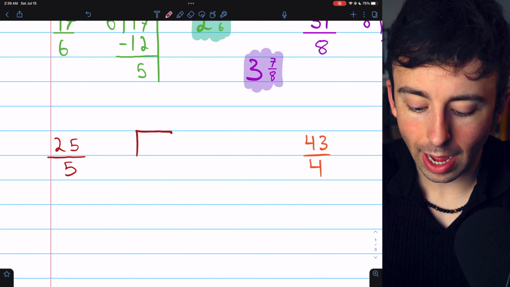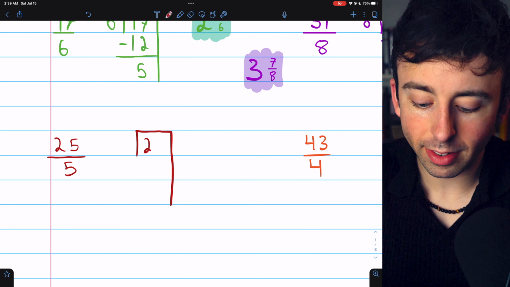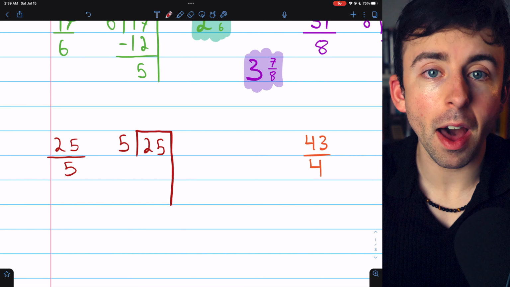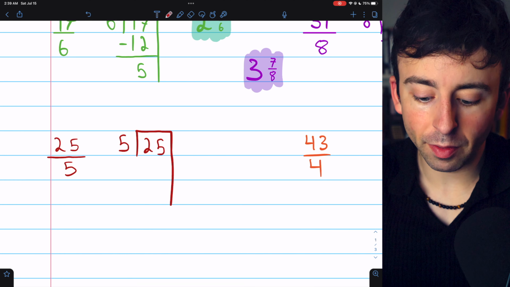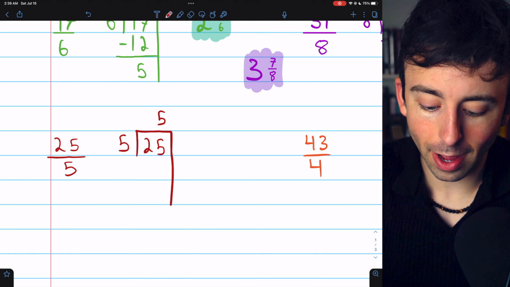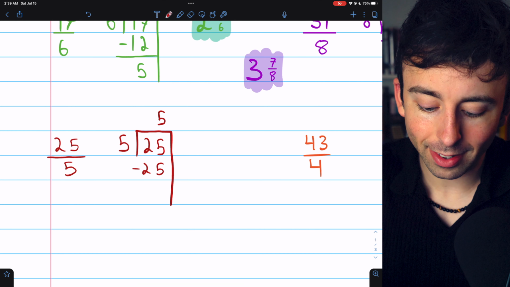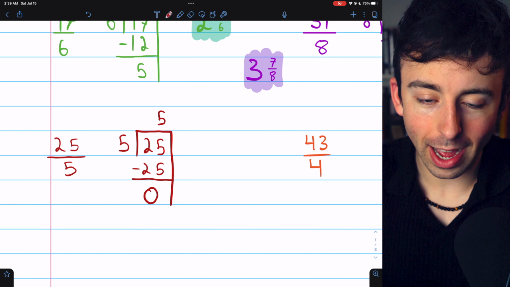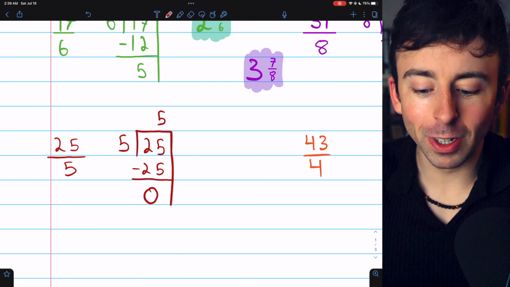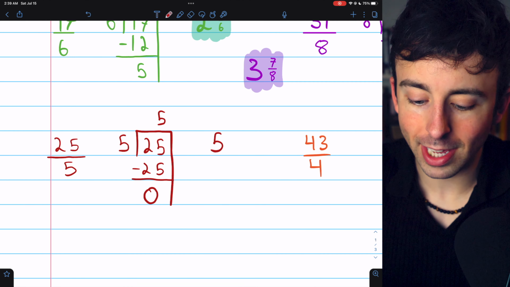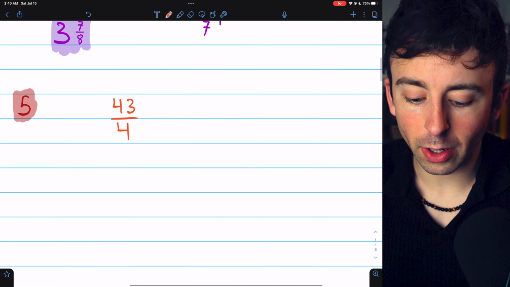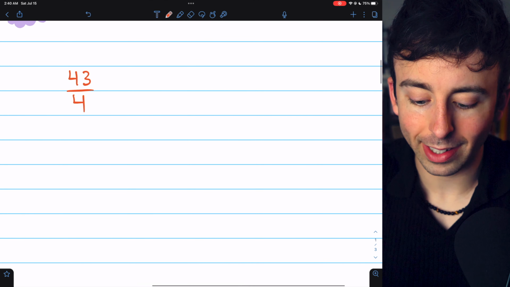Next, 25 over 5. Step 1 is the division. We divide 25, the numerator, by 5, the denominator. 5 goes into 25 5 times, and in fact, in this case, there is no remainder. So 25 over 5 as a mixed number really isn't a mixed number at all. The answer is simply 5. Let's move on to the final problem, and then I'll give you 3 more examples for practice.